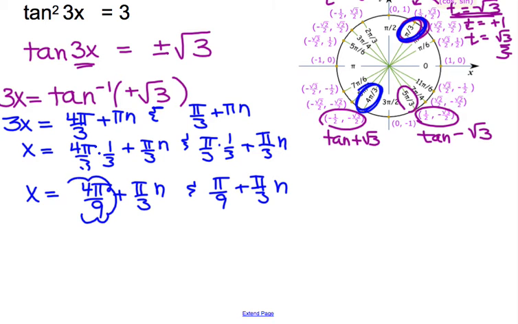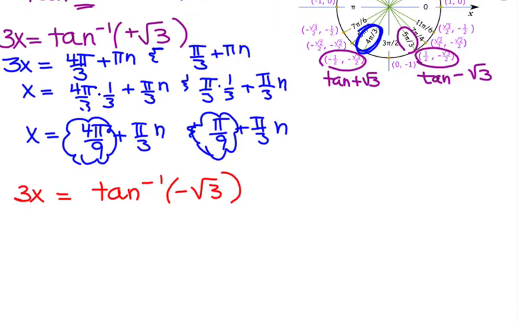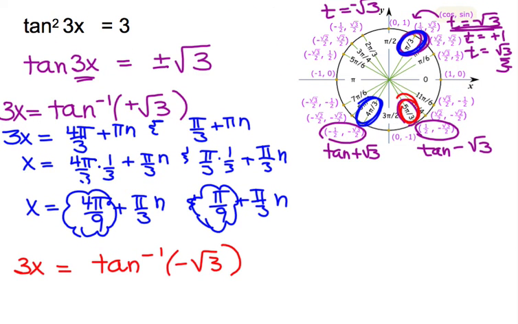So here would be one solution. Here would be another solution. Now we'll go ahead and find 3x equals the tangent inverse of negative square root of 3. And these are our other two angles here, 5 pi over 3 and 2 pi over 3.